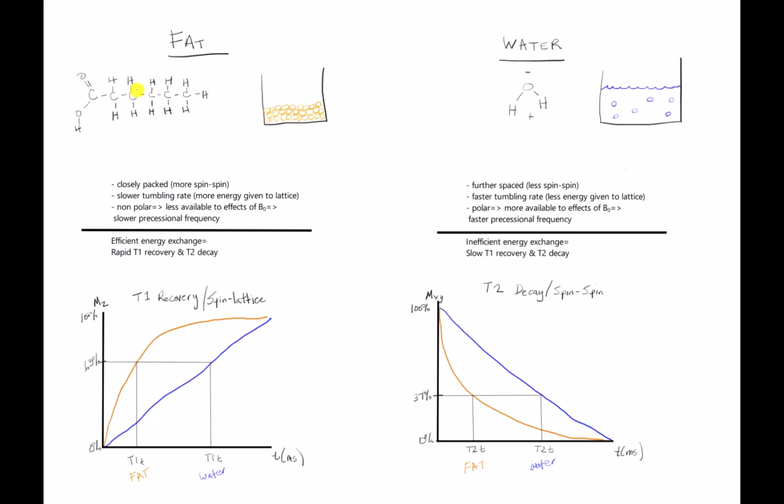it's going to be less available to the effects of the static magnetic field, which in turn means it's going to precess slower. All in all, this means that fat has an efficient energy exchange with the lattice and the neighboring spins, which results in a rapid T1 recovery and T2 decay.